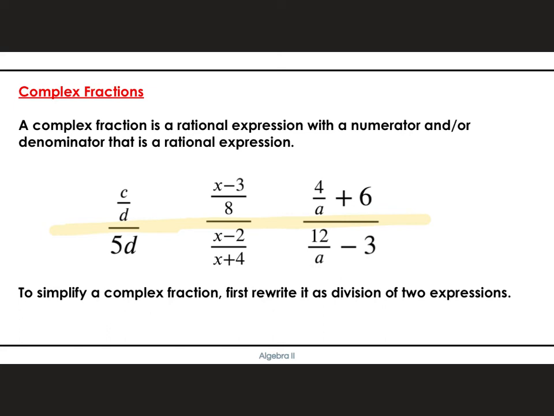And then I have here in the second one, here's my first fraction at the top, second fraction at the bottom. So to simplify a complex fraction, all you need to do is first rewrite it as a division of two expressions. And once you rewrite it as the division of two expressions, then it looks just like the problems that we've already been doing. So we're going to do a couple of those examples and then we will be done.